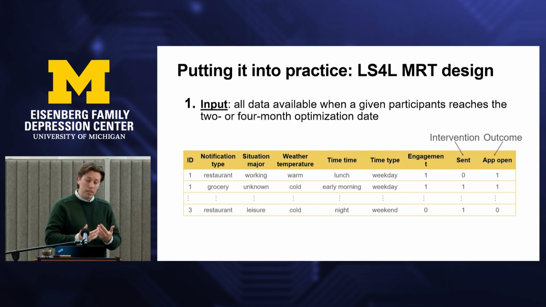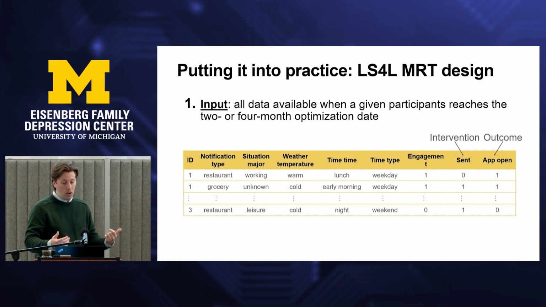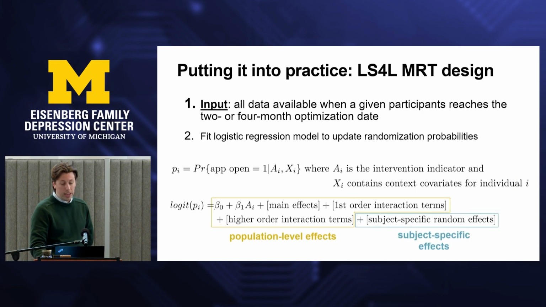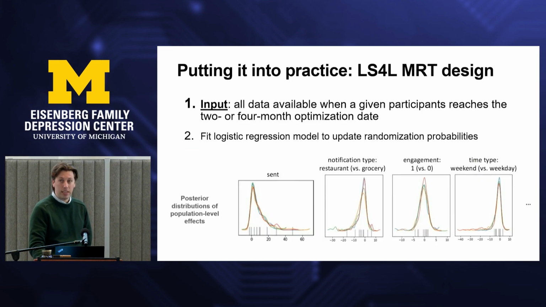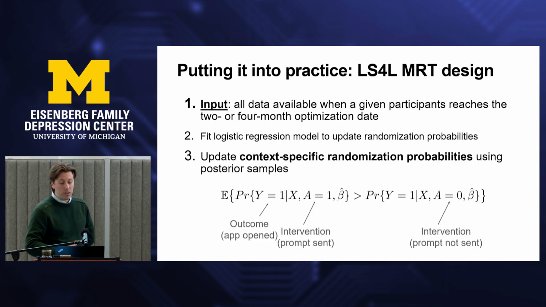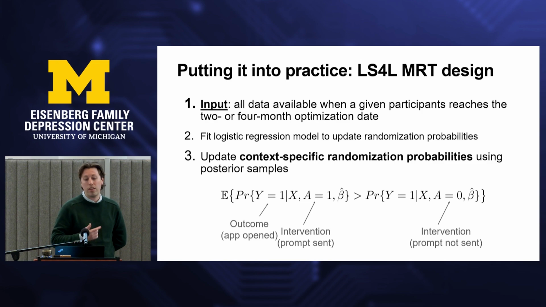So we decided that the algorithm would just take as an input the following table. This is all the contextual information: the notification type, where you were, what the weather was, what time of day, were you engaged in the past week, did we send it or not, and did you open the app? We would fit this gigantic logistic regression with all these hierarchical terms. It looks like this at the output. It's all fancy and nice. And then we would decide, in different contexts, whether to send you a message based on this model that we fit.